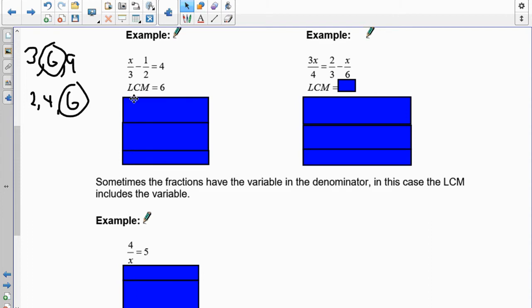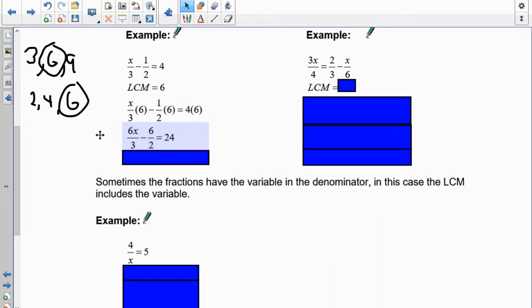Okay. So this is what it should look like to start out with. x over 3 times 6, minus 1/2 times 6, is equal to 4 times 6. Now this becomes 6x over 3. I'm going to do it the long way.